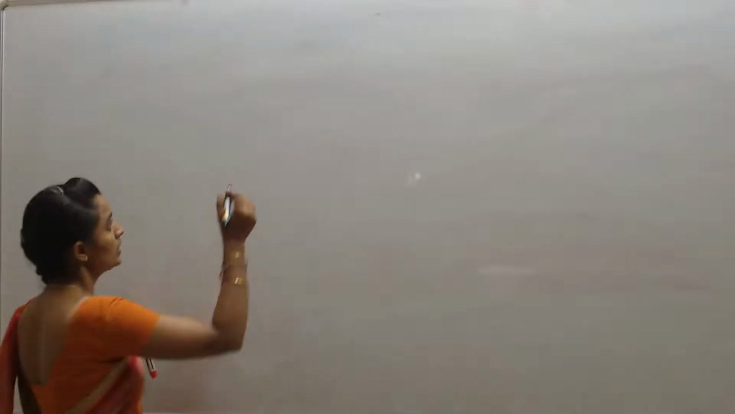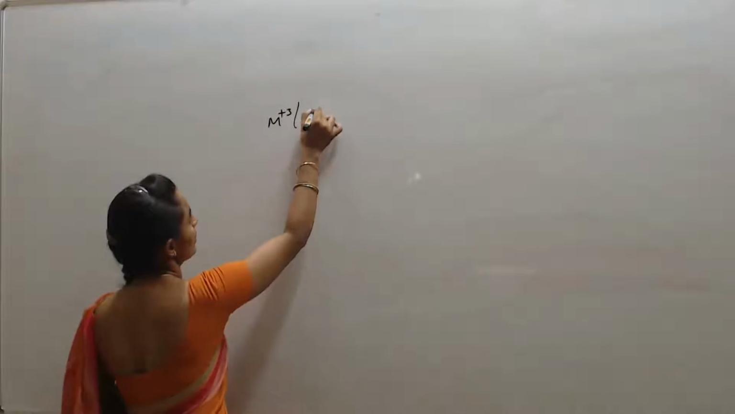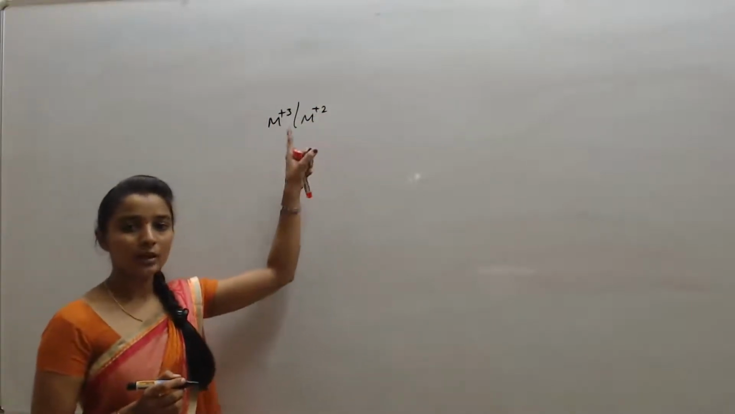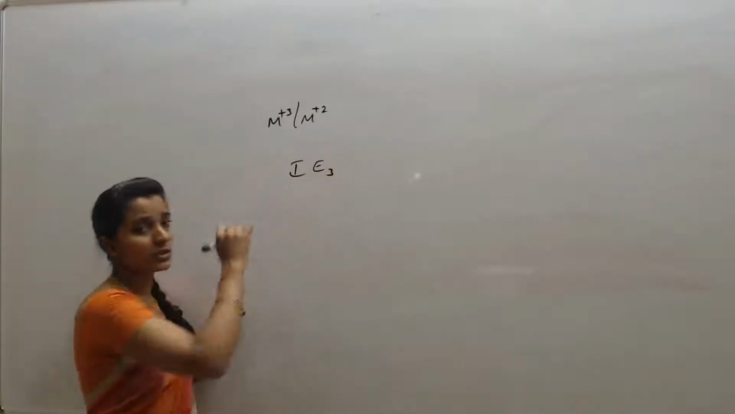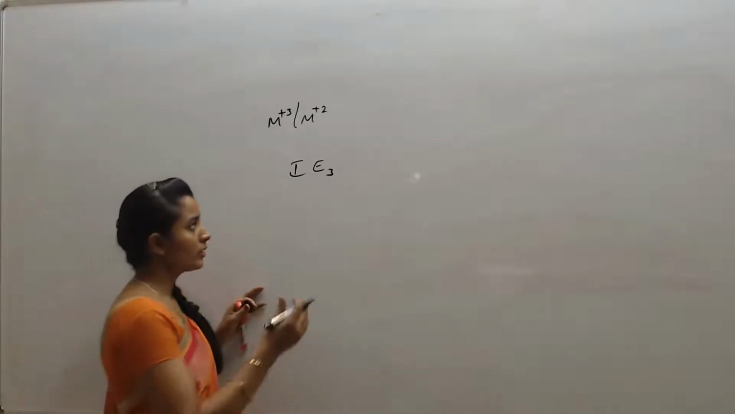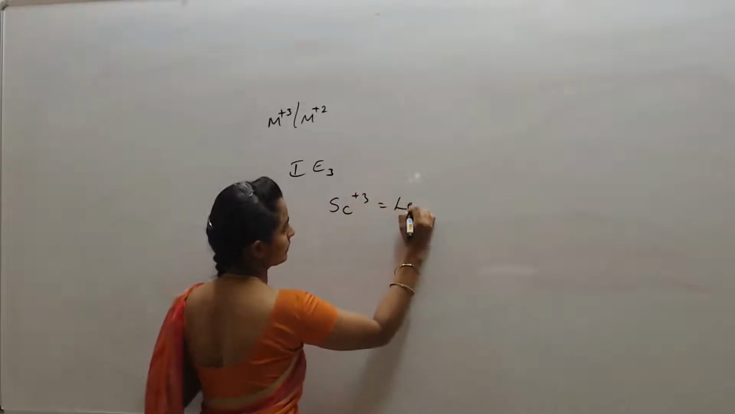Okay, in the last class we discussed the standard electrode potential variation for M2+/M. Today we are going to study the standard electrode potential for M3+/M2+ ions. That means in the bivalent ion, one more electron is removed, that is the third ionization energy. For that ionization energy 3, we have to check the electrode potential. As I told you, students, the ionization energy for scandium 3+ is less.